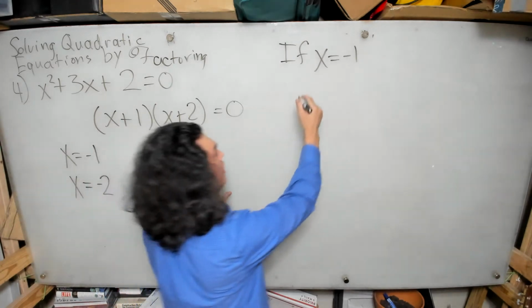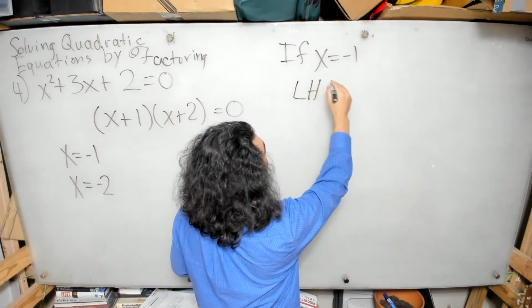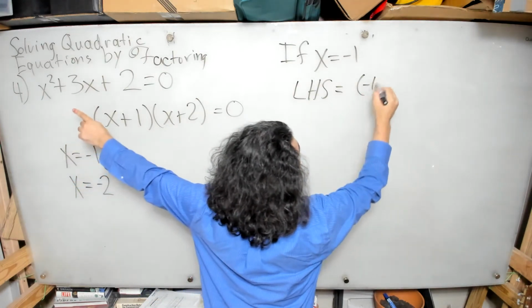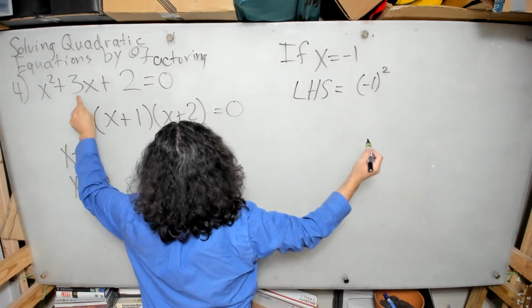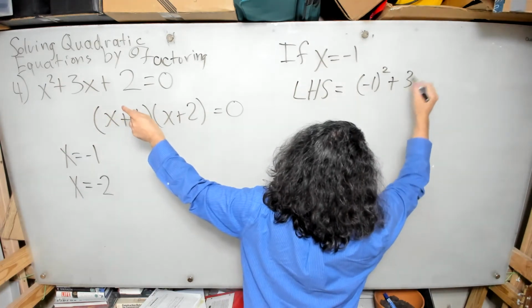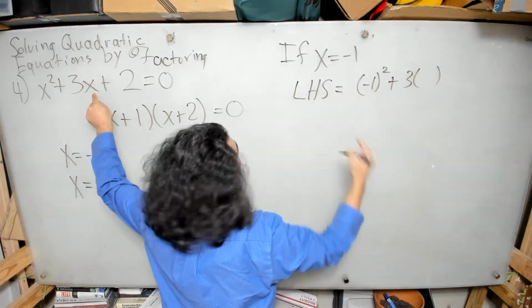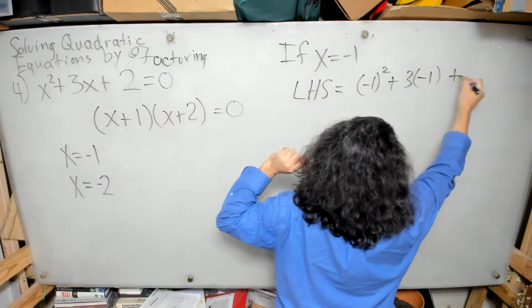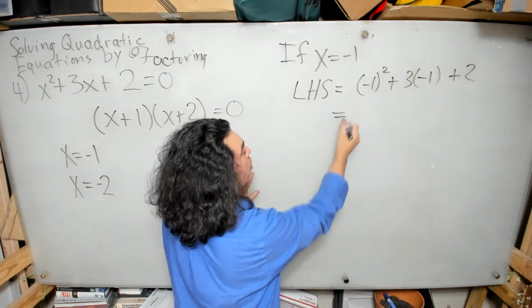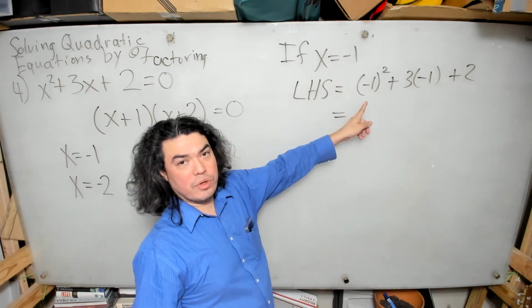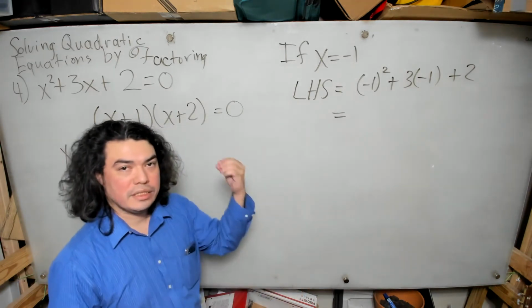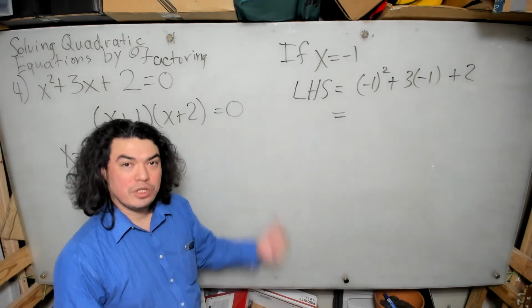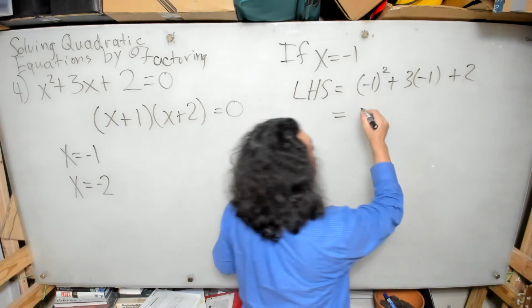So if x is equal to negative 1, we can calculate the left-hand side as follows. x squared, so it'll be negative 1 squared, plus 3 times the negative 1, because here the x is negative 1, and then plus 2. Okay? So we first ask ourselves, what is negative 1 squared? Negative 1 squared is negative 1 times negative 1. We know that a negative times a negative is positive, and 1 times 1 is 1. So it's just going to be positive 1 here, like this.